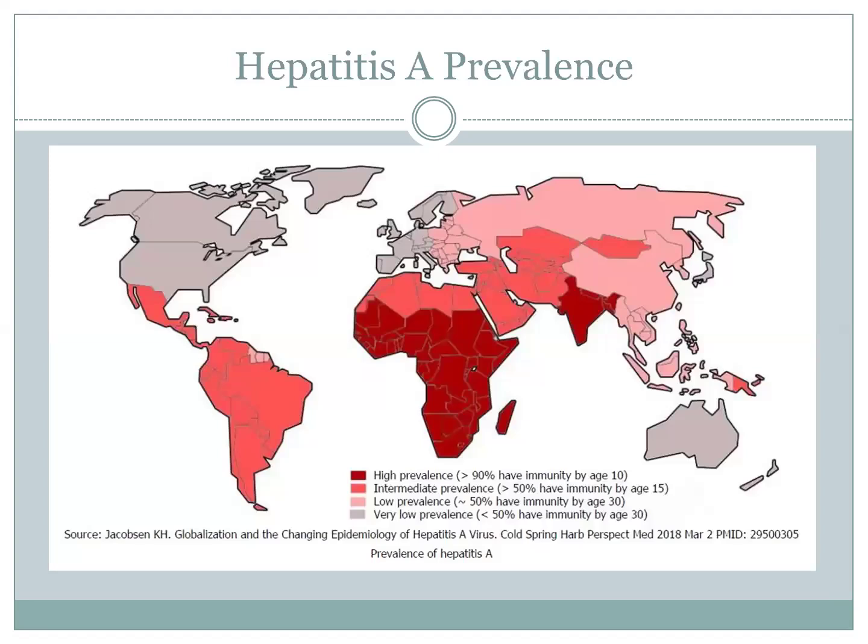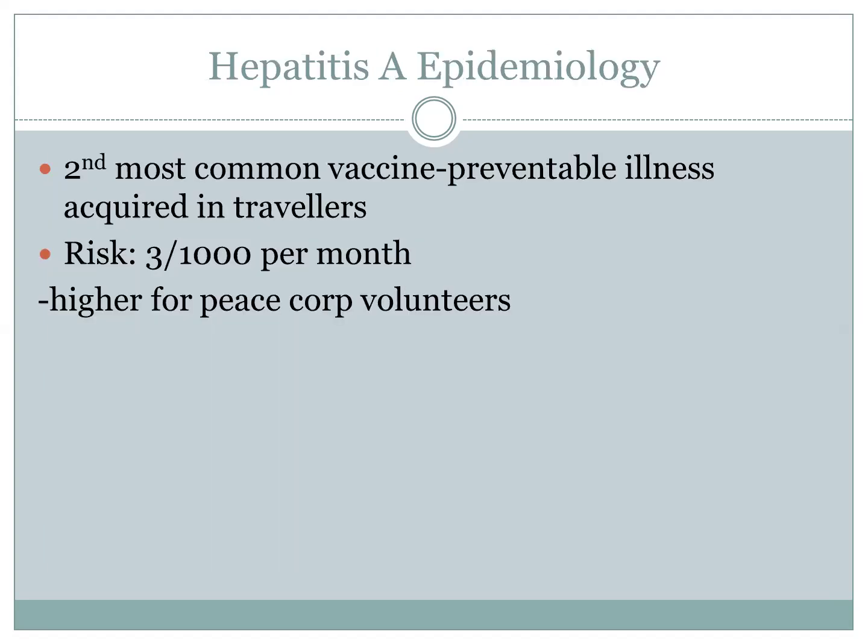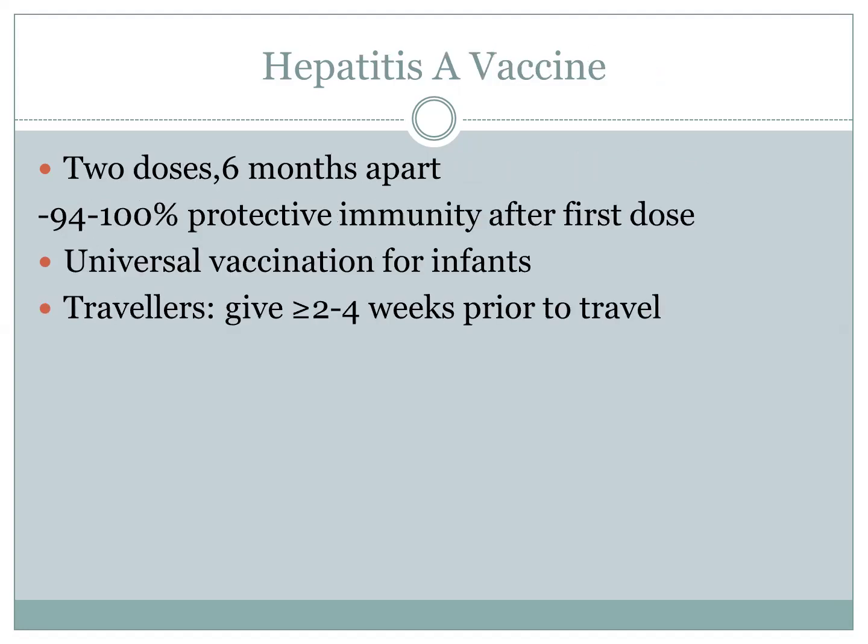Then this is the map which shows the hepatitis A prevalence. This mostly indicates that it is prevalent in the developing world. Then about the epidemiology of hepatitis A, this is the second most common vaccine-preventable illness acquired in travelers. The risk is 3 per 1,000. And there are certain groups who are more exposed, for example, Peace Corps volunteers. Then about the vaccine, there are 2 doses of vaccine which are given 6 months apart. It has 94 to 100% protective immunity after the first dose, with universal vaccination for infants. For travelers who are going to the regions where this is common, it is recommended that they get this vaccine shot 2 to 4 weeks prior to travel.